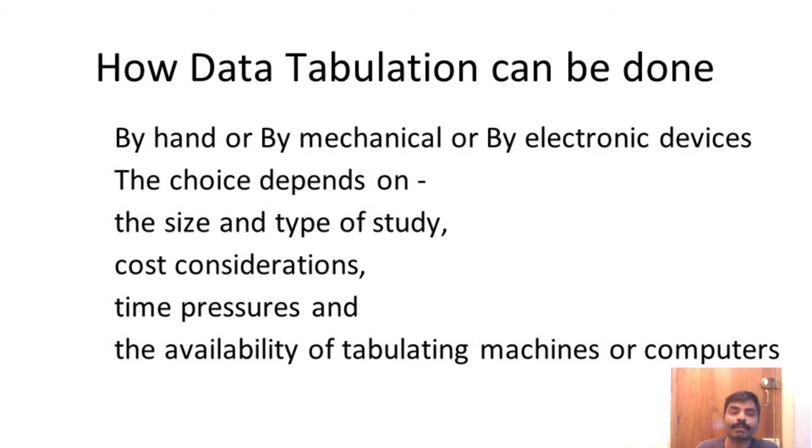How can data tabulation be done? Earlier, the researcher had only one mode, that is manual. But now the researcher can tabulate by hand, that is manual, or by mechanical or electronic mode. The choice always depends on the size of the population or the responses, the type and nature of the study, cost considerations, time pressure, and the availability of tabulating machines or computers, and the most important one, the researcher's exposure and dynamism.